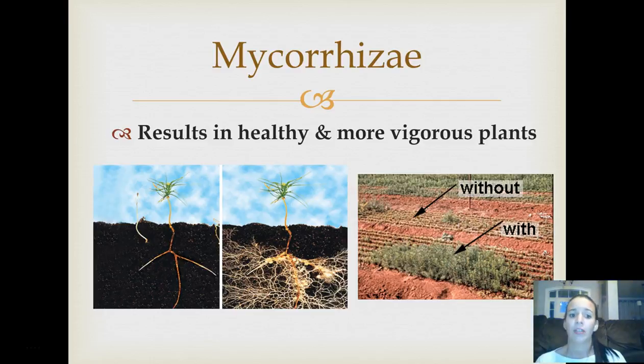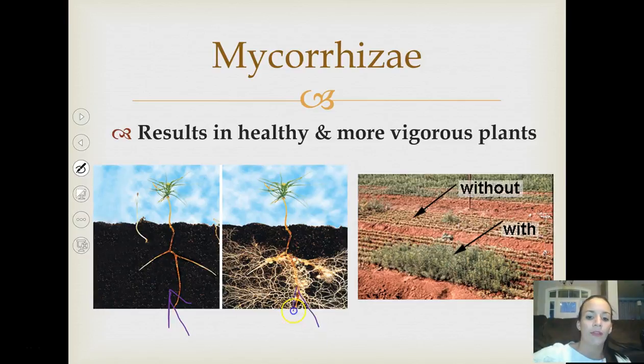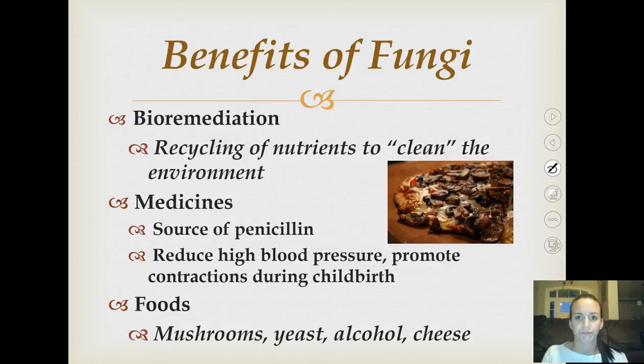Mycorrhizae, on the other hand, like we talked about, is plants and fungus. So it results in very healthy and more vigorous plants. And you can see both of these pictures here show without and with. And once again, over here, we see the same thing.